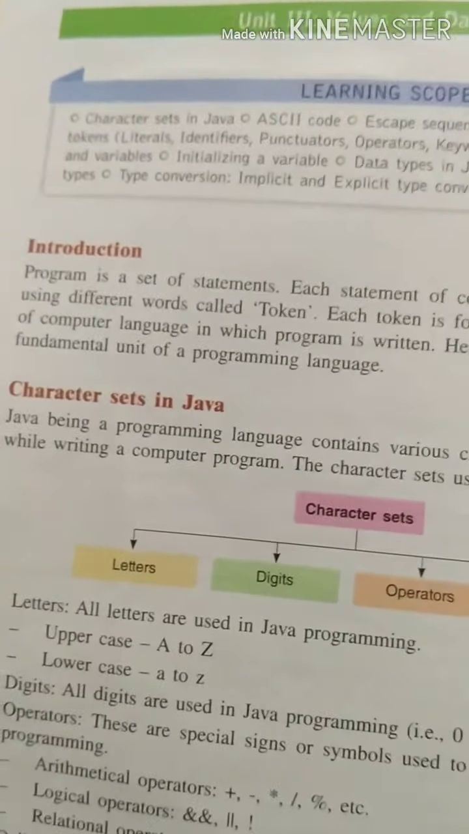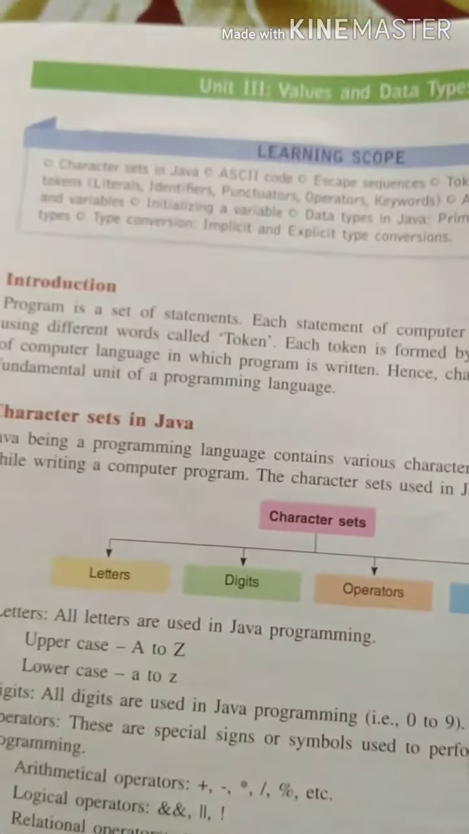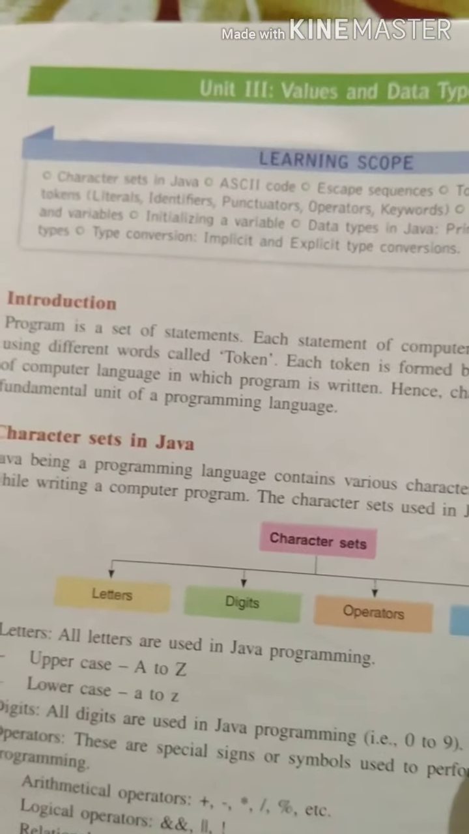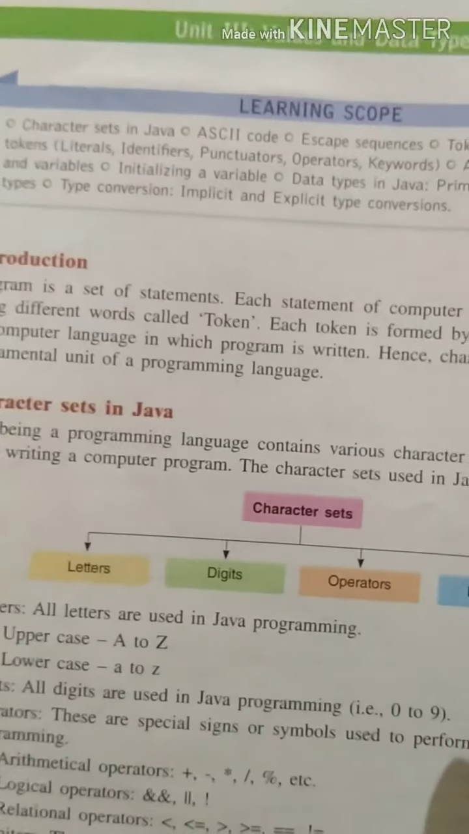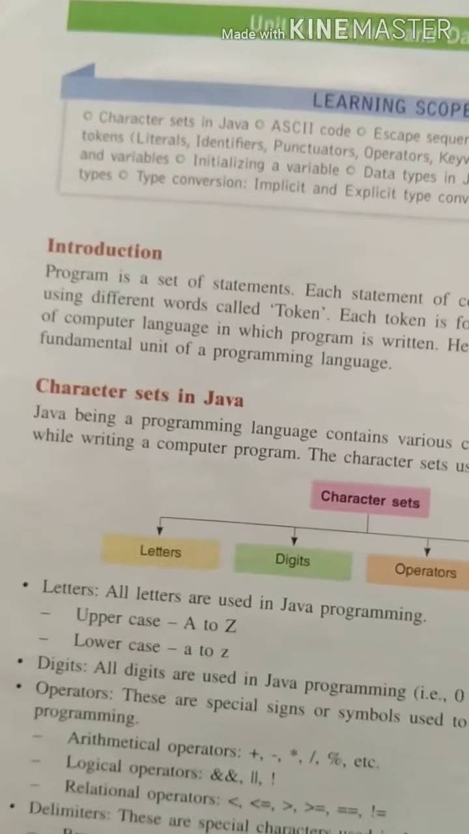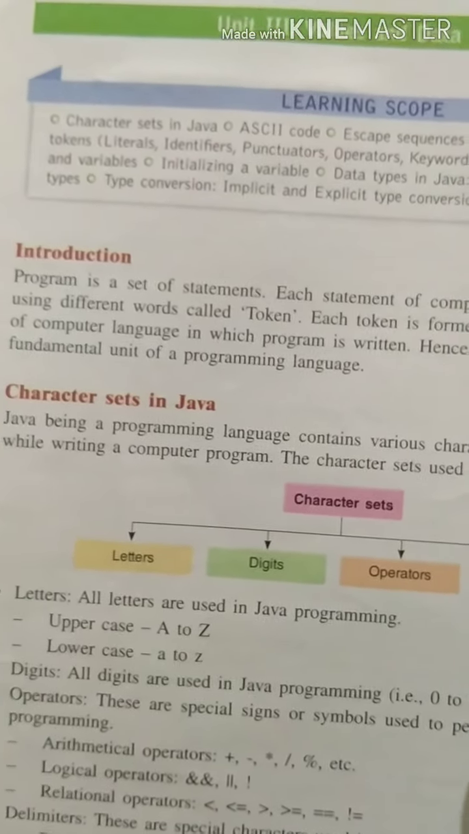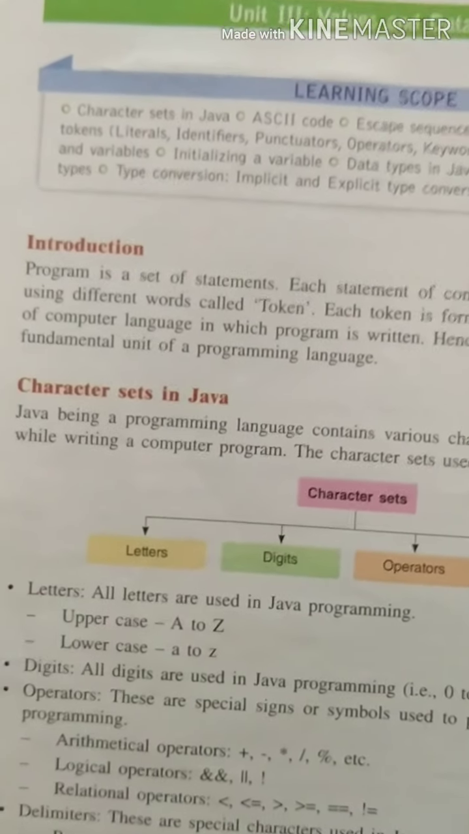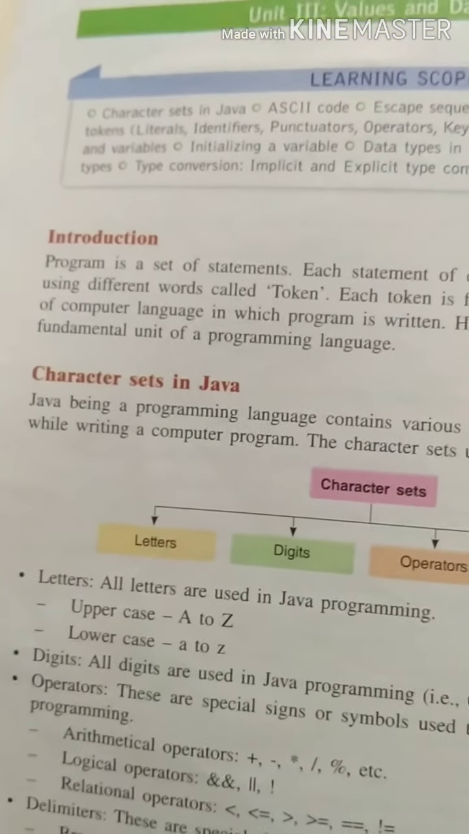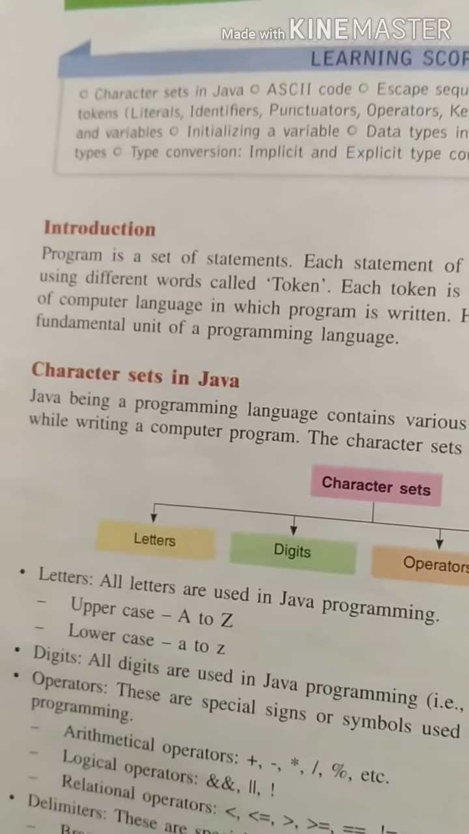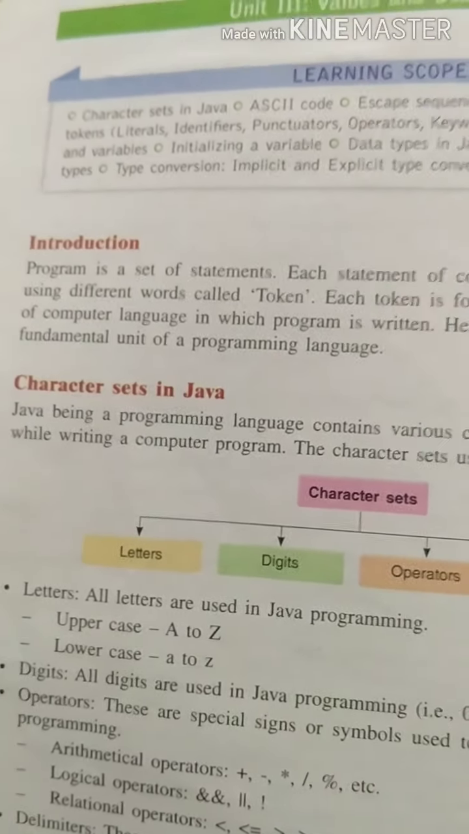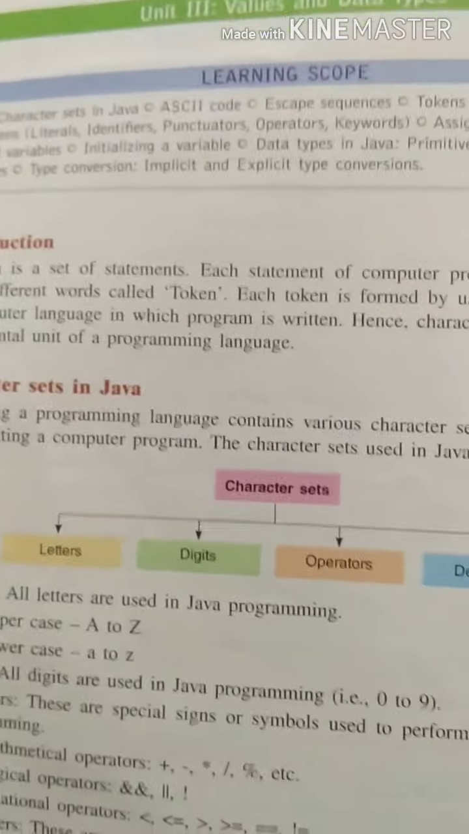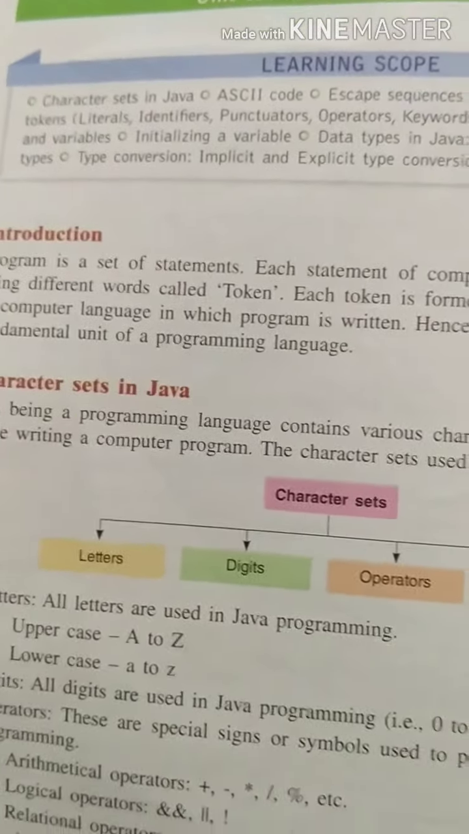What is a program? A program is a set of statements which is given by a user. We give instructions to the program, we write instructions, and that program is translated by the compiler and interpreter into computer understandable form and vice versa also.